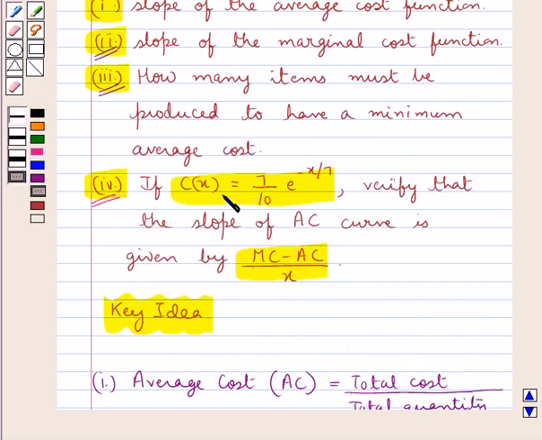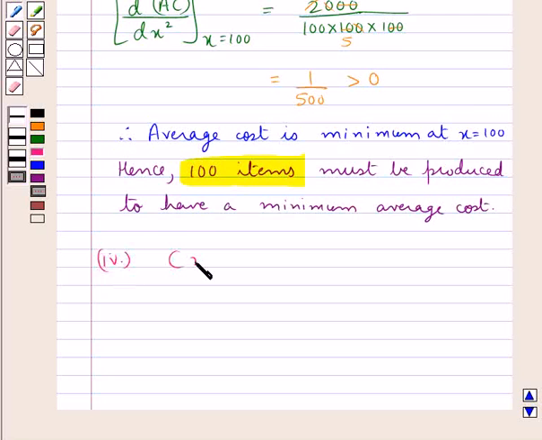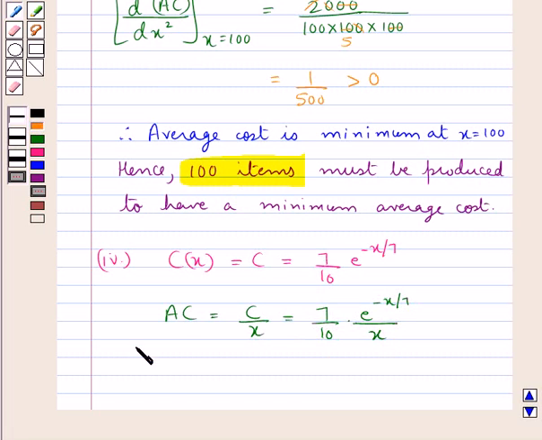Next, we have to find that if Cx is equal to 7 upon 10 into e to the power of minus x upon 7, verify that the slope of AC curve, that is average cost curve, is given by MC minus AC upon x. So, in this we are given Cx or C as 7 upon 10 into e to the power of minus x upon 7. Now, average cost AC is equal to C upon x, that is equal to 7 upon 10 into e to the power of minus x upon 7 and this upon x. So, average cost AC is equal to 7 upon 10x into e to the power of minus x upon 7.